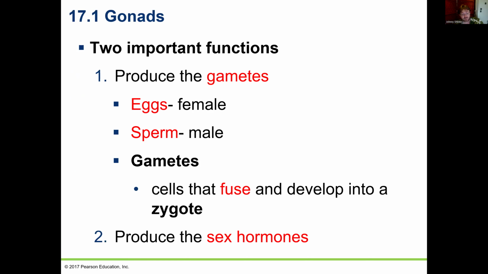When these two types of cells fuse to each other, this is going to produce something known as a zygote. Sex hormones are going to be things like testosterone, estrogen, progesterone, things that are related to the secondary sex characteristics, as well as some aspects of muscular function. Interesting fact, if you are a male, you produce a small amount of estrogen and you need that estrogen to live. And if you are a female, you produce a small amount of testosterone and you need that testosterone to live.